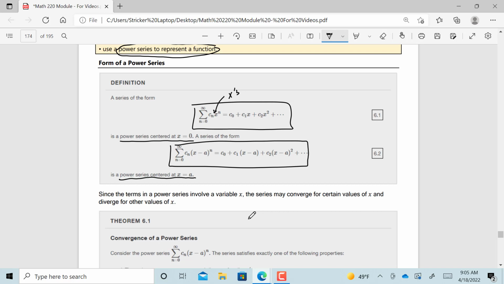Okay, so one of the things that we need to think about then, since we have x involved, and x is a variable, is that the values of x can change. So notice it says here, since the terms in a power series involve the variable x, the series may converge for certain values of x and diverge for other values of x. So we're still concerned about whether or not those series converge or diverge. In fact, we're going to use the tests that we learned in chapter 5 to tell that, but it's not necessarily going to converge for all values of x.